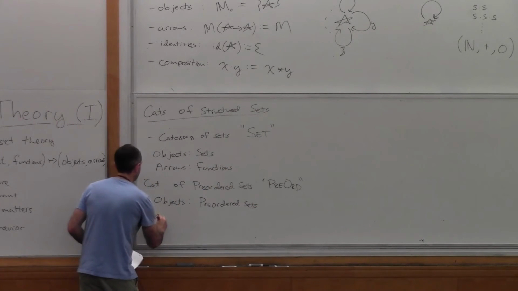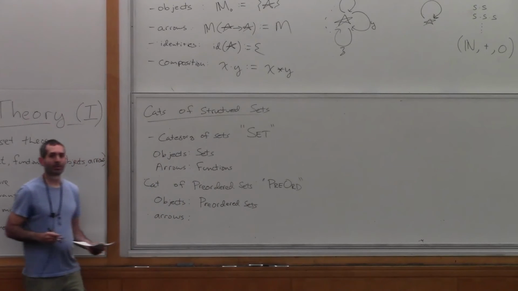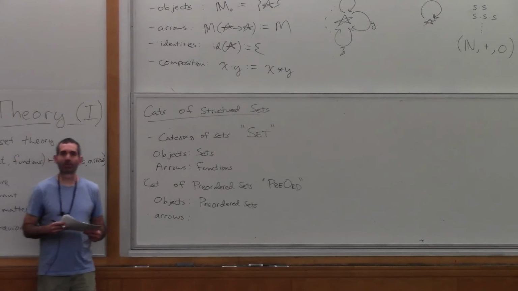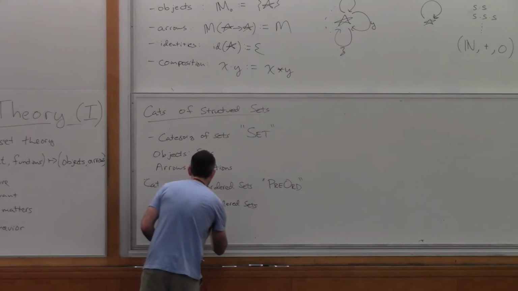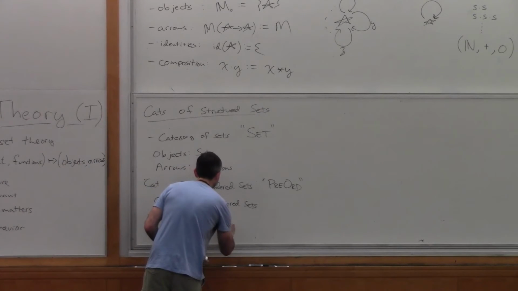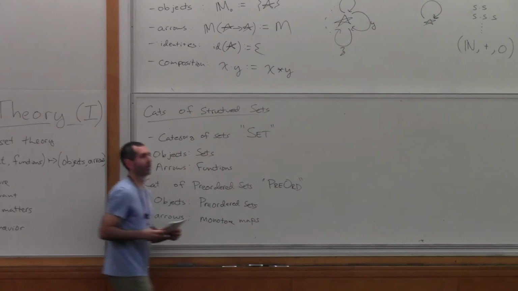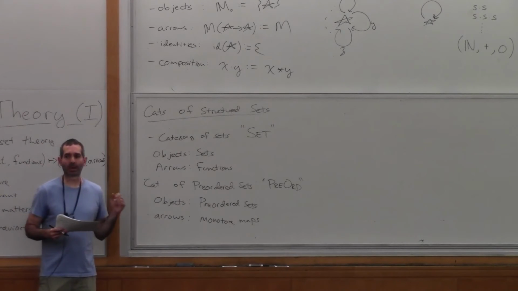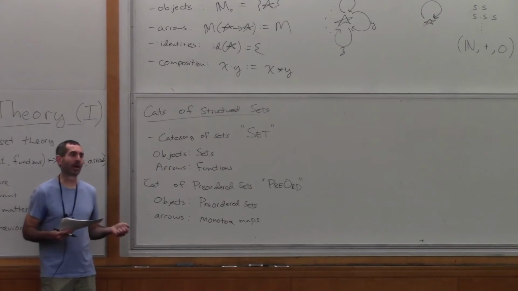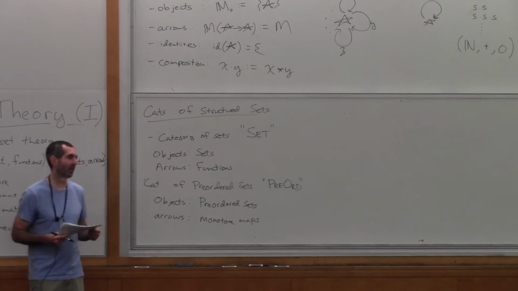And what are its arrows? So what's the right notion of function between preordered sets? Exactly. It's what's called a monotone map. In particular, those are functions which preserve the order. So if x is less than or equal to y in the domain, then f of x is less than or equal to f of y in the codomain.